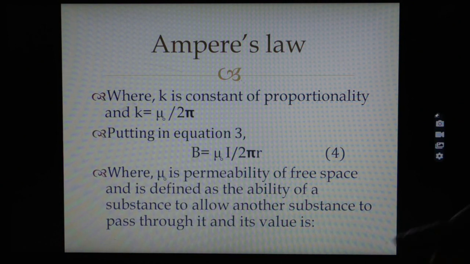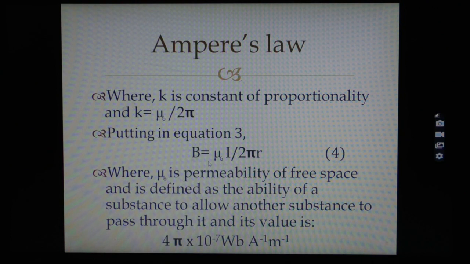In equation number 4, this mu naught, which is a constant, is known as the permeability of free space, and it is defined as the ability of a substance to allow another substance to pass through it. So you can find the value of mu naught. This question may come in your exams: derive the unit of mu naught. For this purpose, you will use equation number 4 and solve for mu naught.